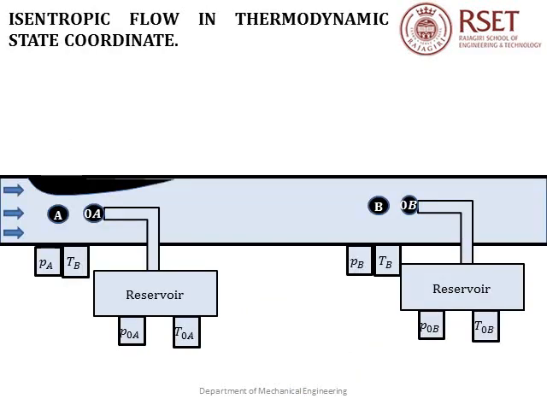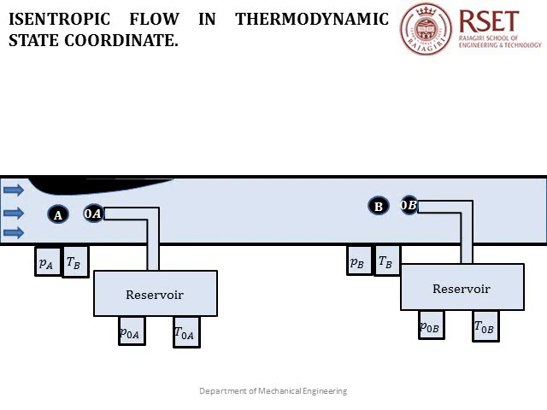Now let us see how we can represent an isentropic flow in a thermodynamic state coordinate system. For this, consider a flow as shown in the figure. The arrows indicate the direction of flow. Consider 2 points A and B for plotting it in the state coordinate system. 0A and 0B represent the corresponding stagnation conditions. We have pressure sensors and temperature sensors to measure static and stagnation pressures and temperatures at A and B.